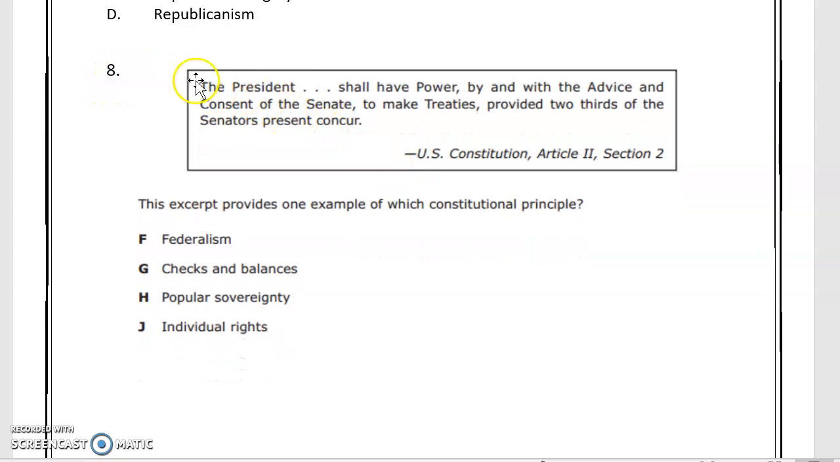Number 8, the president shall have power by and with the advice and consent of the Senate to make treaties, provided two-thirds of senators present concur. This excerpt provides one example of which constitutional principle. So we have the president, which is executive branch, the Senate, which is legislative branch. So we have two of the branches working together. Is that F, federalism? G, checks and balances? J, individual rights? Not H.